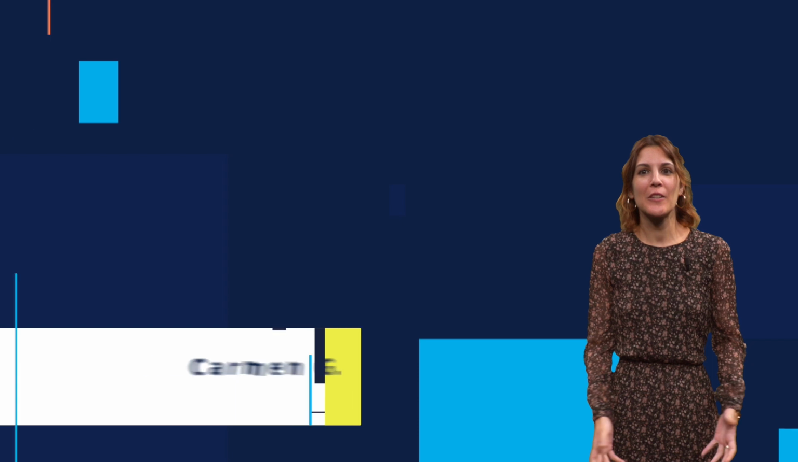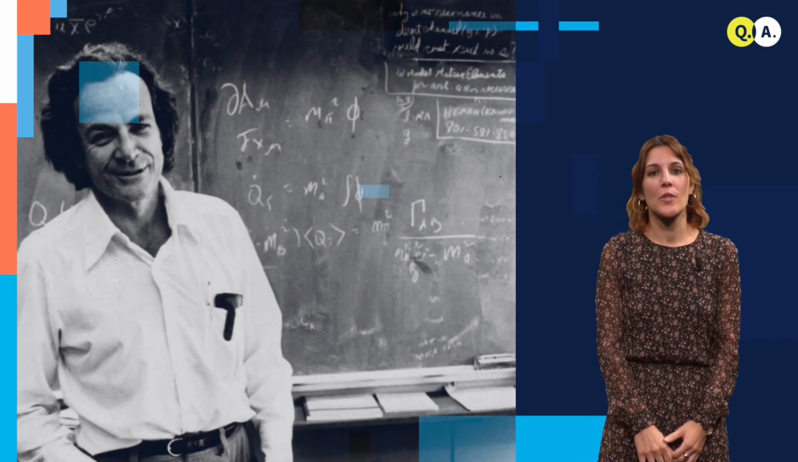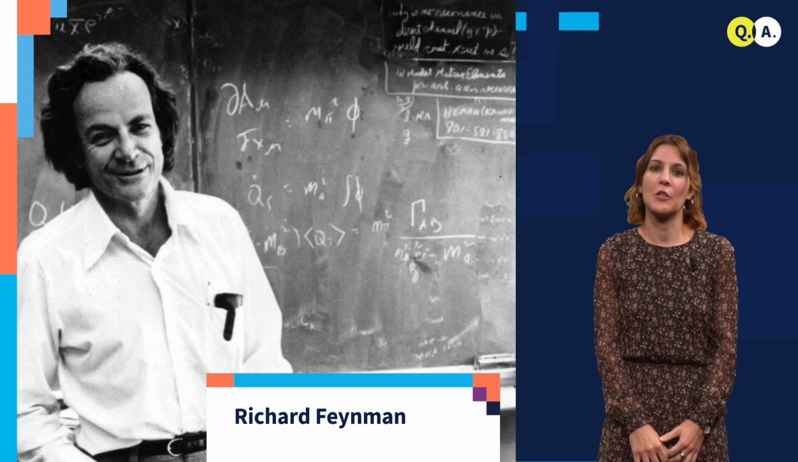Welcome to the second part of the course about the building blocks of a quantum computer and quantum internet. The first person who formulated the idea of a quantum computer was the physicist Richard Feynman in 1981.